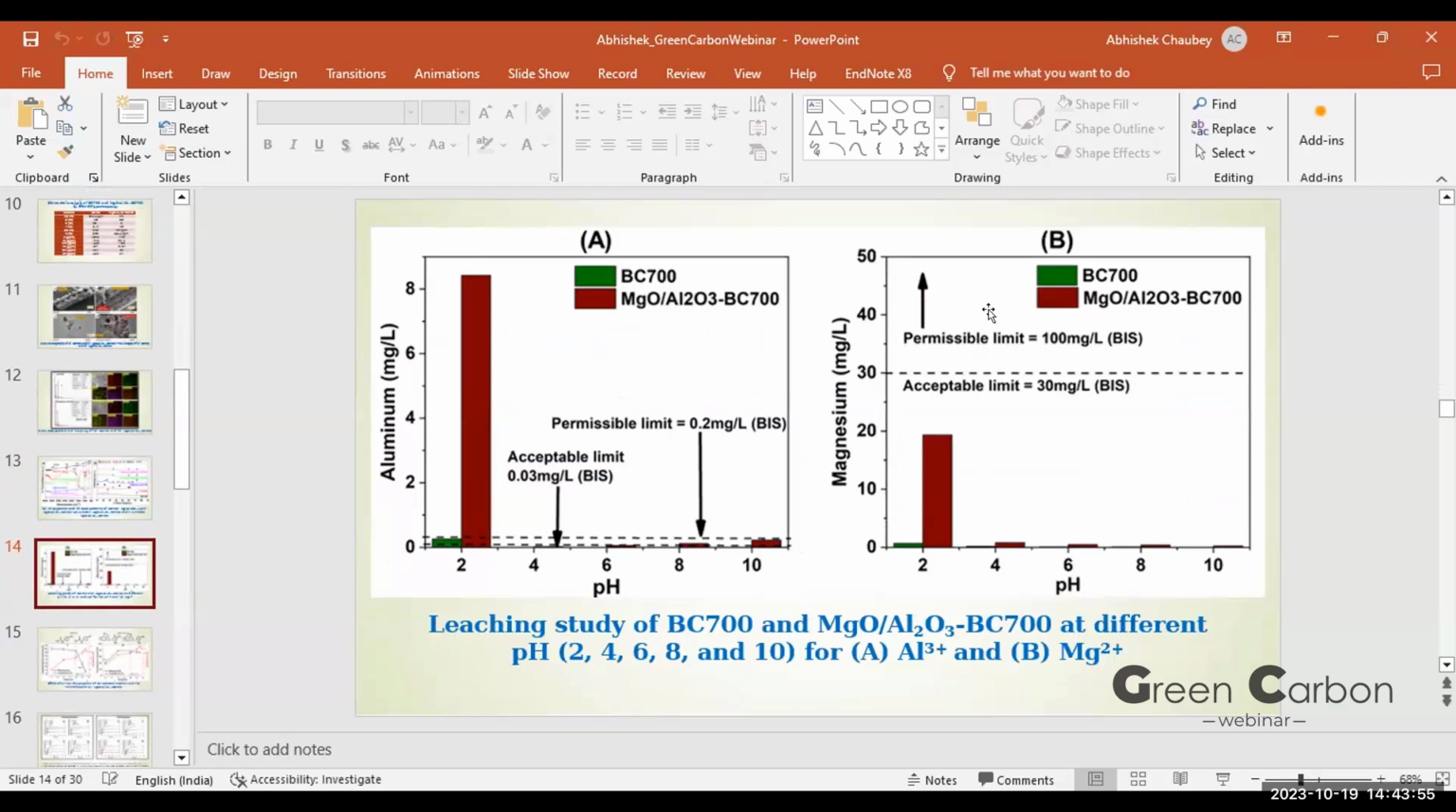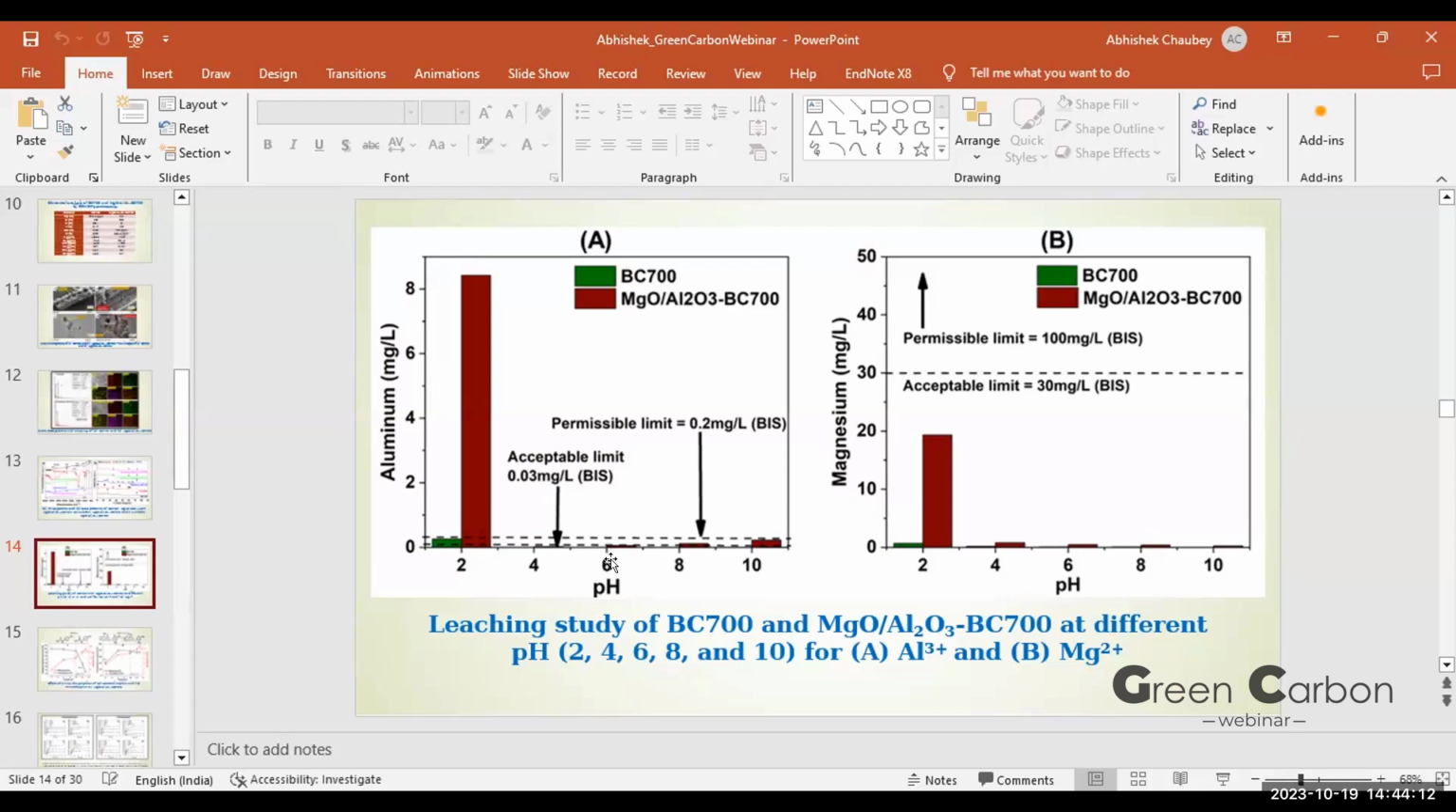So we performed this, and we found that for both cases, magnesium and aluminum, the leaching was higher at lower pH, at pH 2, as you can see, but at higher pH like 4, 6, 8, 10, there was no such leaching.